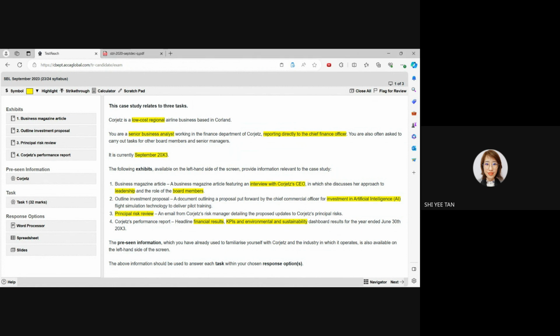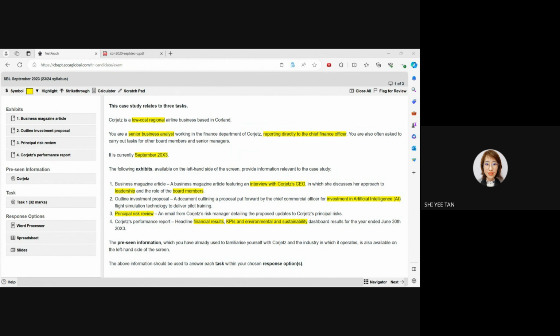So you're a senior business analyst now working in the finance department of Corjetz, reporting directly to the chief finance officer. So this is your boss. CFO is your boss. Your role is senior business analyst. Senior. You are also often asked to carry out tasks for other board members and senior managers. Okay. So it looks like your position is quite high. It is currently September 2023. If you are given the timeline, if you are given the current date and time, please take note of this because it may affect the information that you can use as your answer.